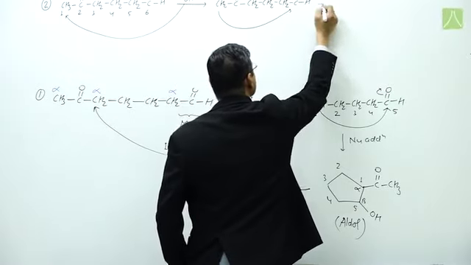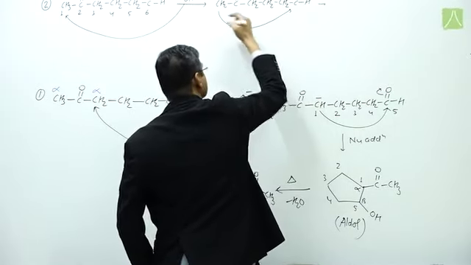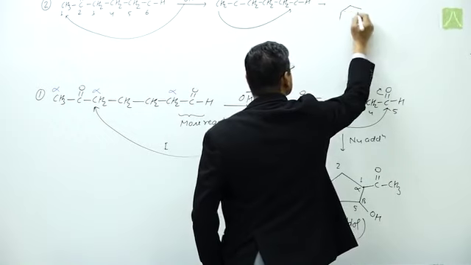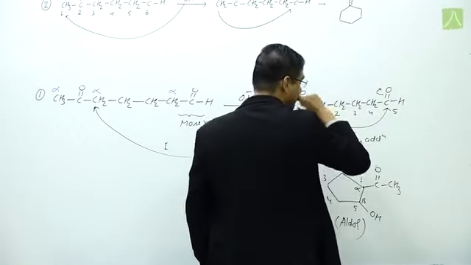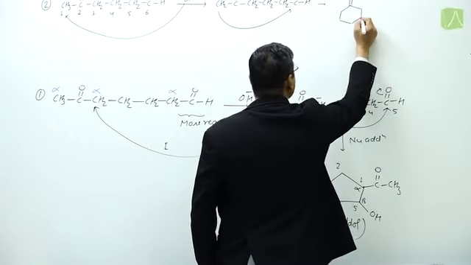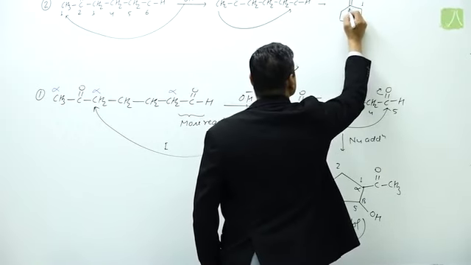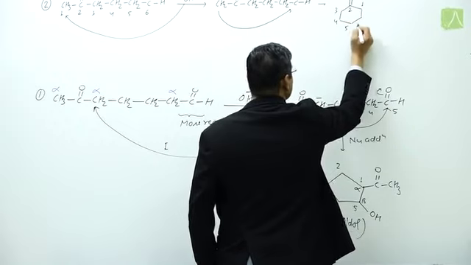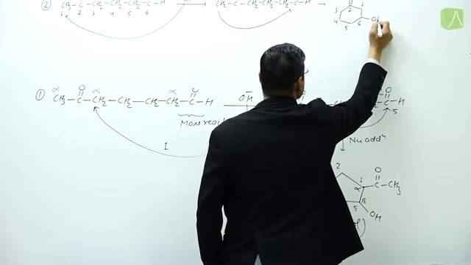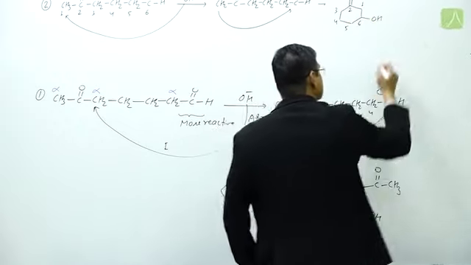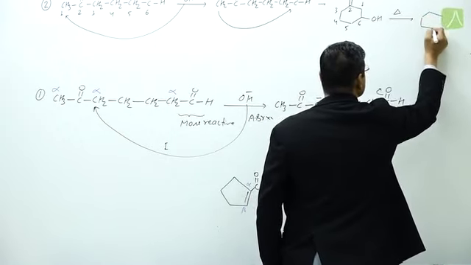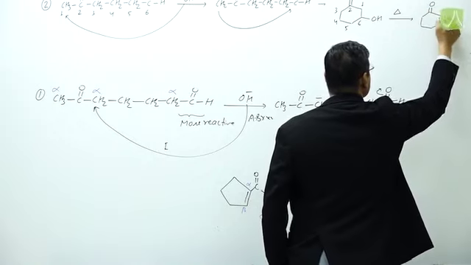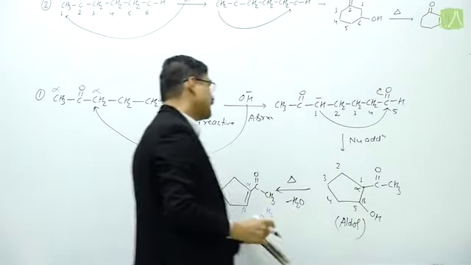So nucleophilic addition takes place: 1, 2, 3, 4, 5, 6. So at second number, ketone is present. So 1, 2, 3, 4, 5, 6. At 6th number, OH group is present. So it is again a beta hydroxy carbonyl. After heating, alpha beta unsaturated carbonyl is obtained.